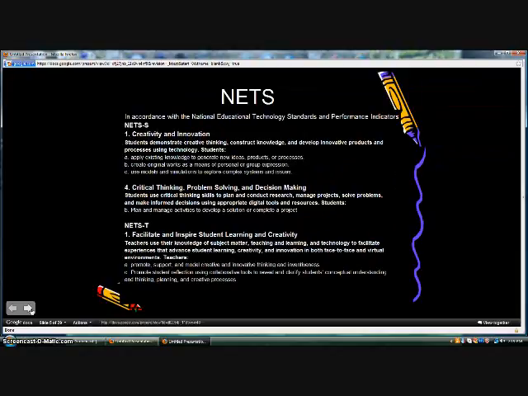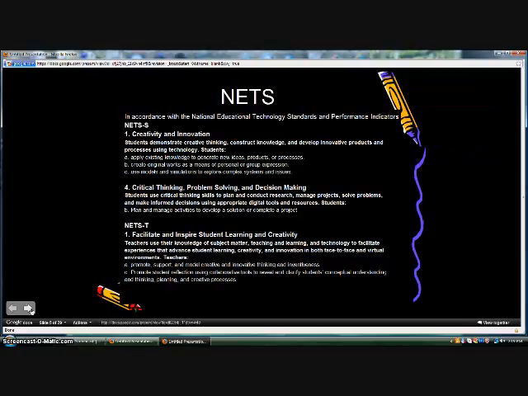In accordance with the National Technology Standards and Performance Indicators for students, students will apply existing knowledge to generate new ideas, products, or processes. They will create original artworks as a means of expression, and they will use models and simulations to explore complex issues. This will be done using the Shortor website. Students will also plan and manage activities to develop a solution to complete a project. Using the Shortor website, students are deciding on the complementary color scheme for their artwork.